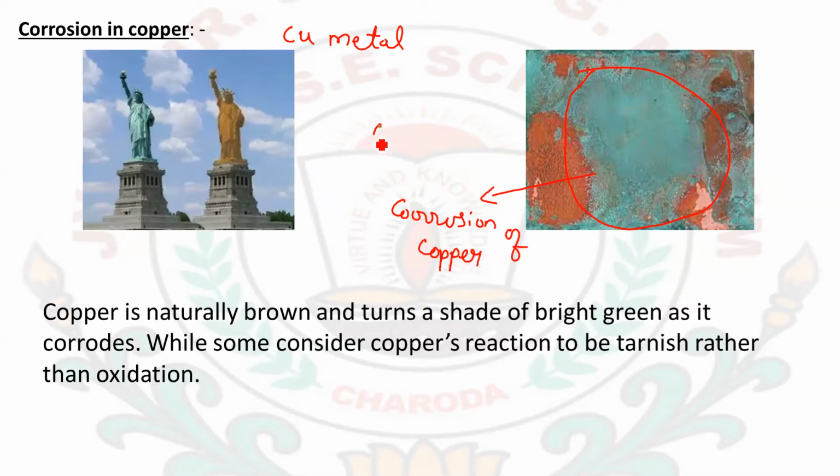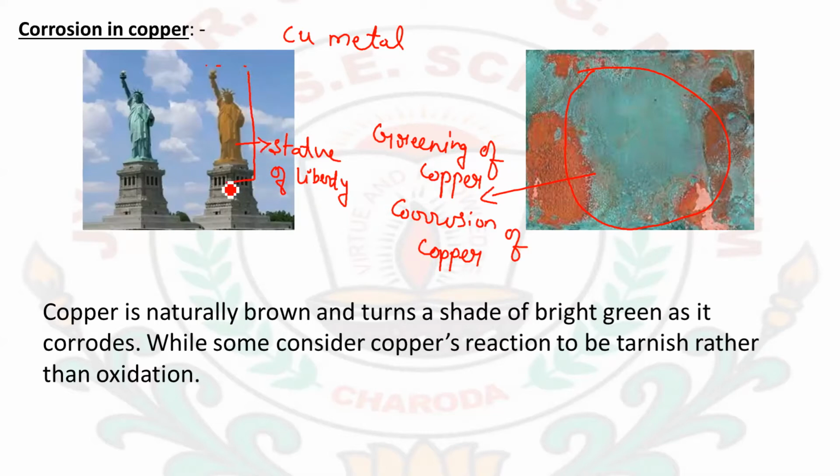This is also known as greening of copper. Okay, and you know about the Statue of Liberty, one of the wonders of the world, located in America, USA. The real color of the Statue of Liberty is reddish brown, which is the original color of copper. But presently it looks like this, with a greenish tint.